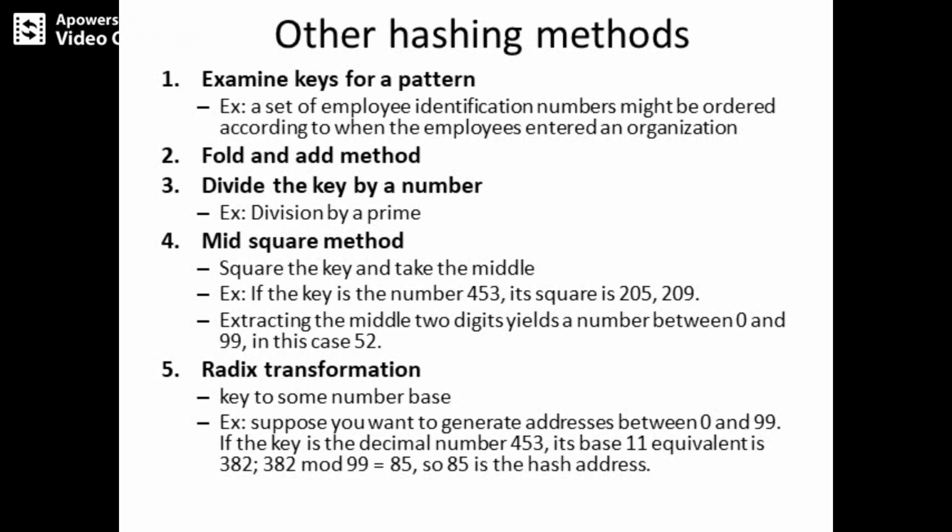For example, a set of employee identification numbers might be ordered according to when the employees entered an organization. That means you will be having your USN itself. So how are you going to get the USN? According to the alphabetical order of your names in your class, you are going to get USN 1, 2, 3. How are you going to change the USN? You are going to change the USN only in the numbers as well as the year.